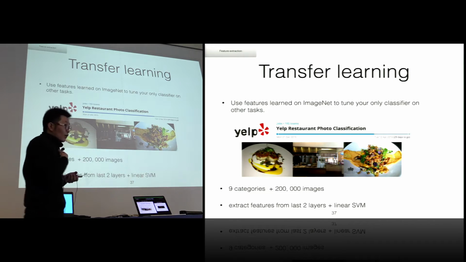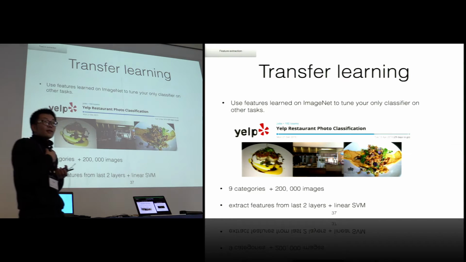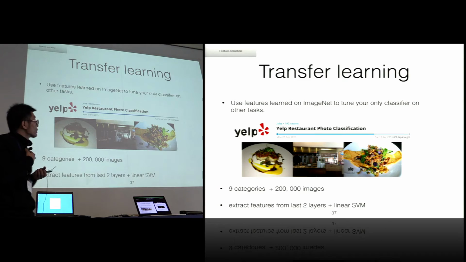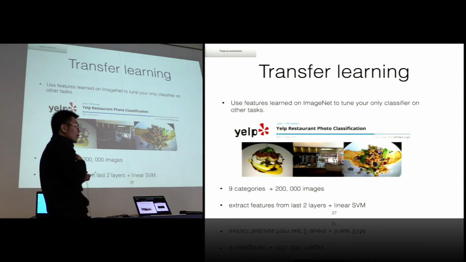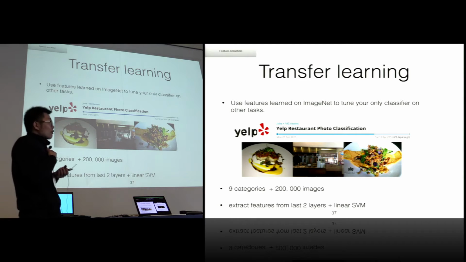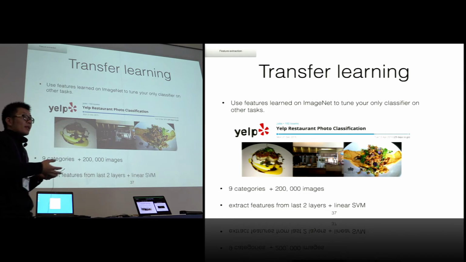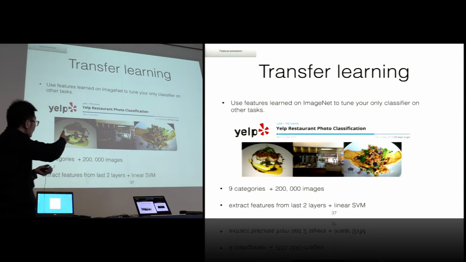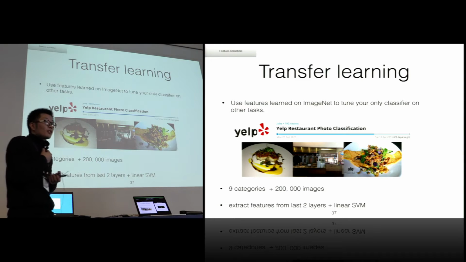This is a Kaggle competition. Kaggle is a competition platform for data scientists. This one is a Yelp restaurant photo classification. It had 9 different categories, for example whether a restaurant's environment is classy or good for dinner, and it has 200,000 images for training and testing.